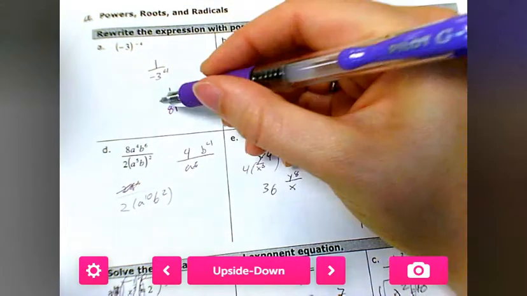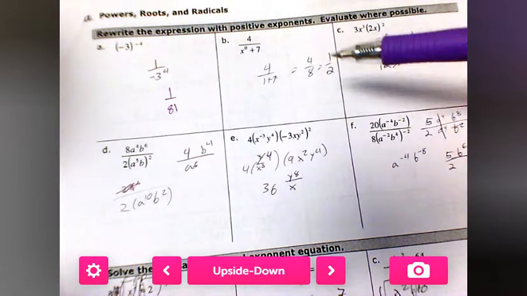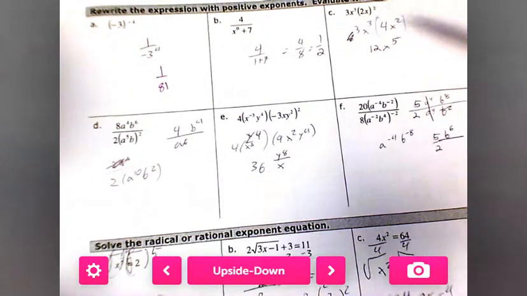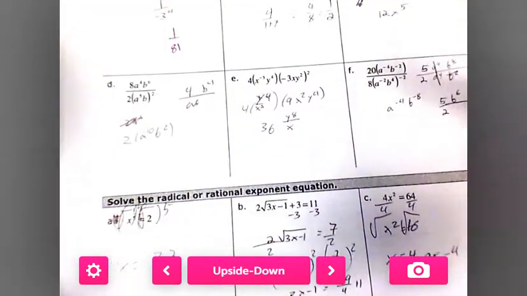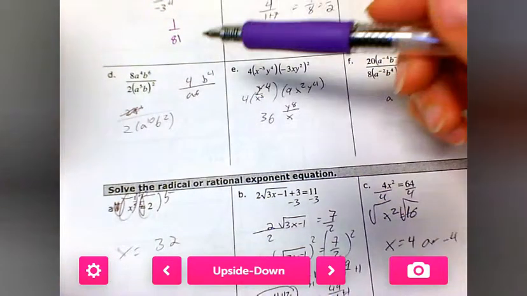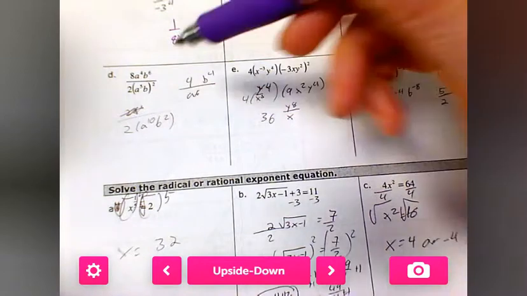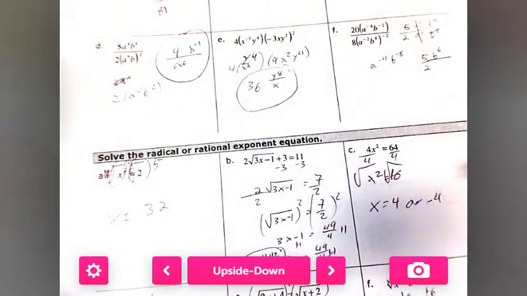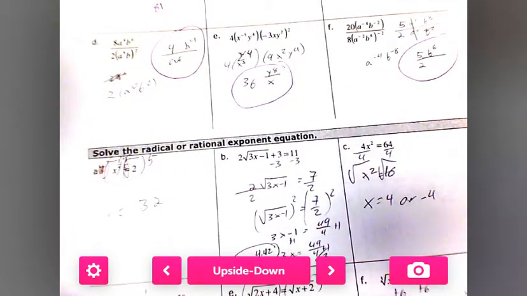And I believe, yeah. Letter B ends up being 1/2 because x to the 0 power is 1. C is 12x to the 5th. D ends up being 4b to the 4th, a to the 6th. E is 36y to the 8th over x. F is 5b to the 6th over 2.